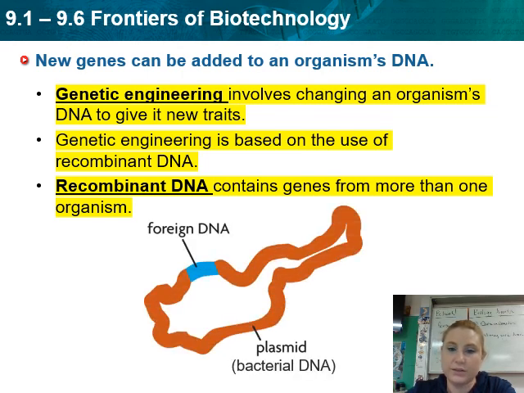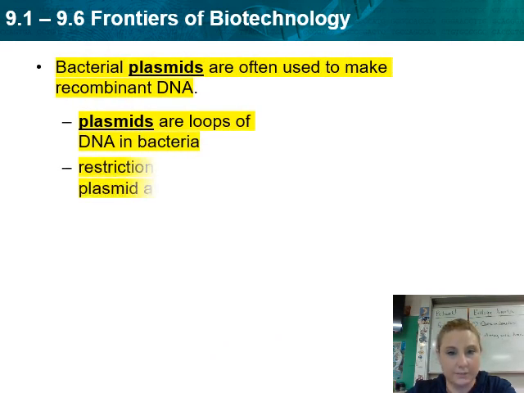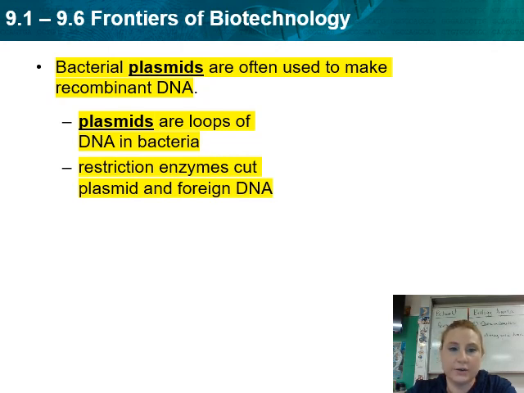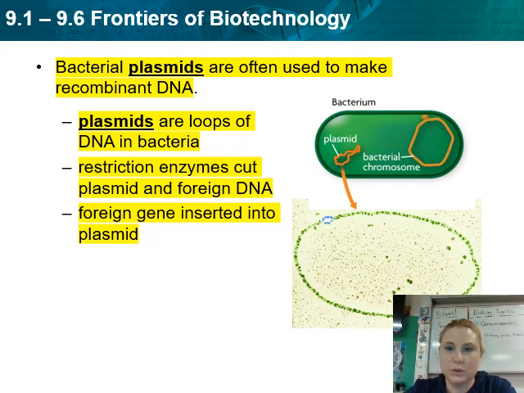So basically, we use this thing called a plasmid, which is bacterial DNA. And we use it to hold a piece of whatever we want to put into our new organism. So we put the foreign DNA on it. So bacterial plasmids are often used to make recombinant DNA. Plasmids are just loops of DNA in bacteria. We use those restriction enzymes that we talked about at the beginning that are like the scissors to cut that little plasmid, that bacteria DNA, and then we stick on that foreign DNA right into our bacterial DNA. And you can see here it is, plasmid.